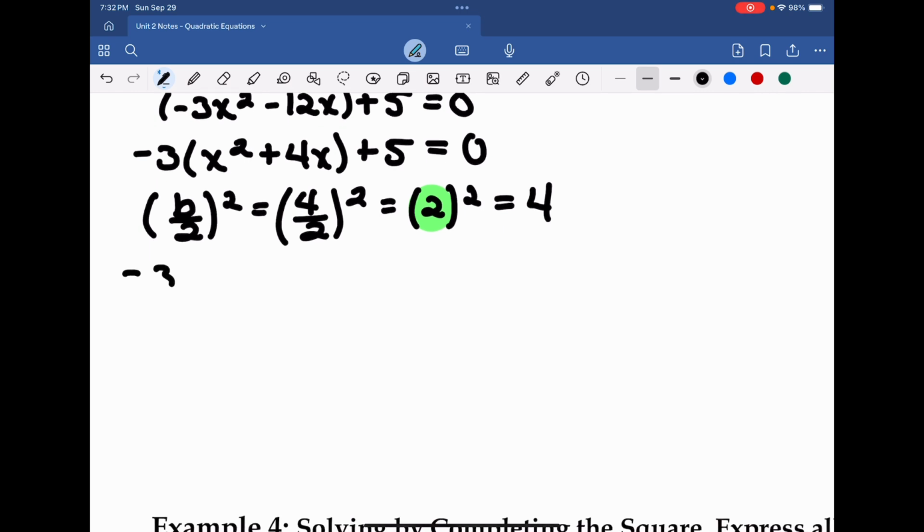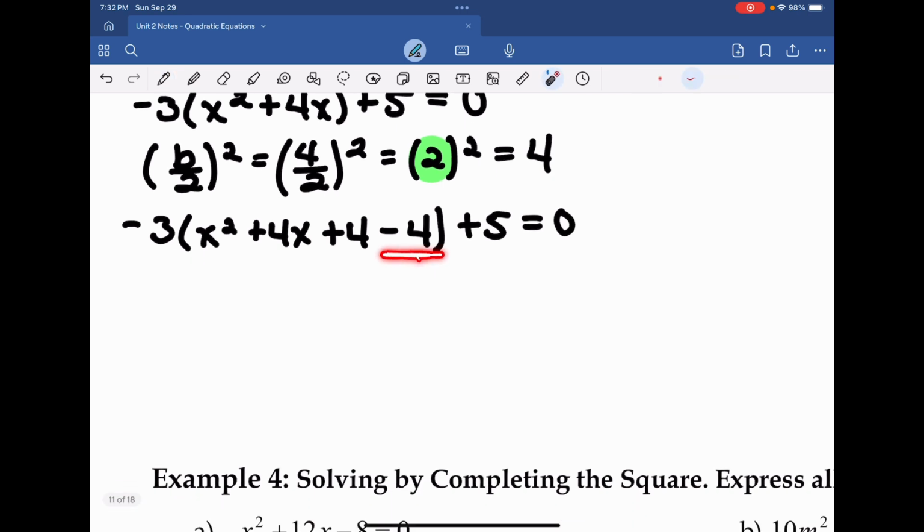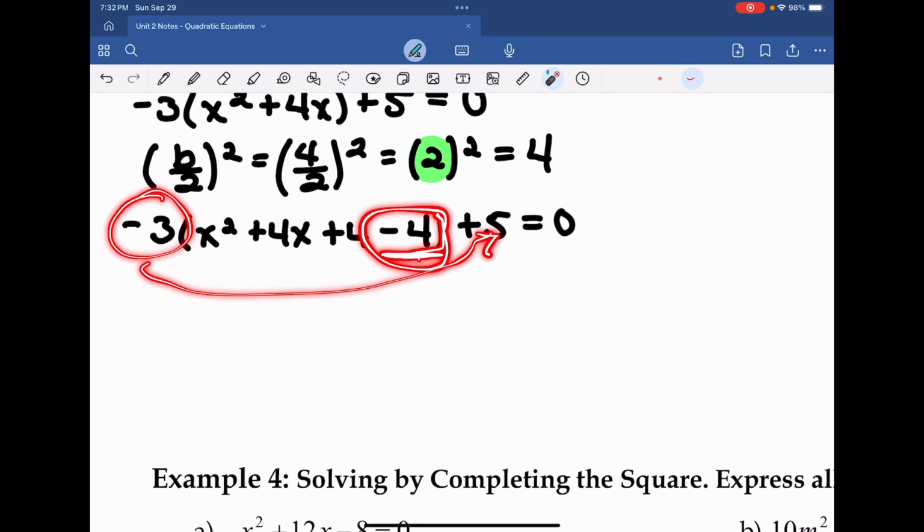Now, let's make a substitution here. 3x squared plus 4x. We're going to add 4, which was the squared term, minus 4, which is a plus minus of the same term, and then we're going to keep that 5 on the outside equal to 0. I'm then going to remove this 4 out. I don't want to deal with this 4. This 4, let's get rid of it. Pull it outside of the brackets.